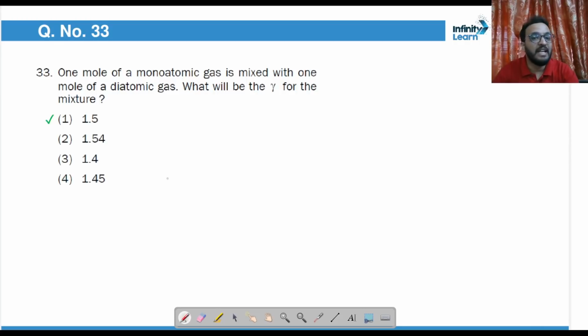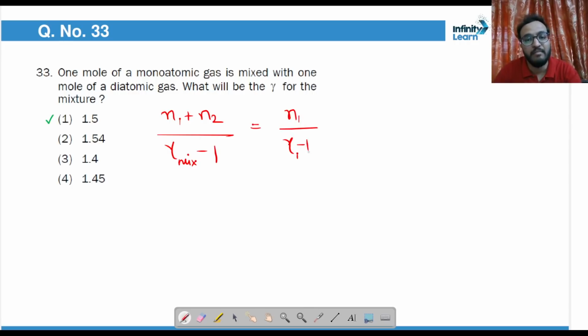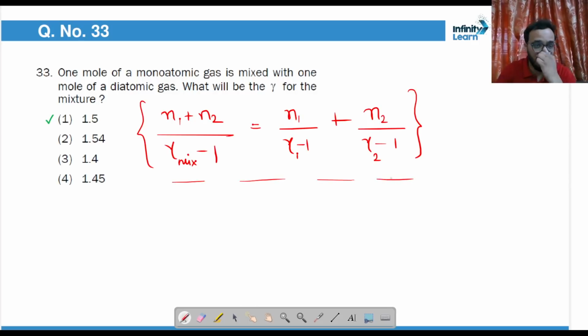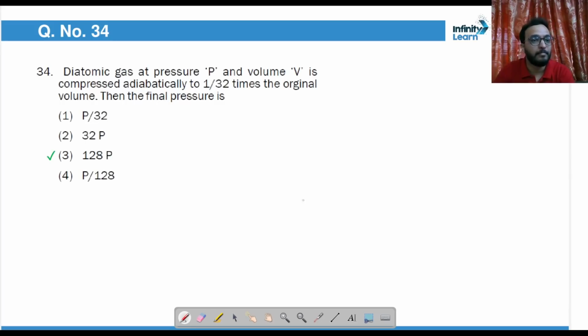1 mole of a monatomic gas is mixed with another 1 mole of diatomic gas. What will be the gamma? See, there's a simple formula: (N1 plus N2) upon (gamma of the mixture minus 1) is equal to N1 upon (gamma 1 minus 1) plus N2 upon (gamma 2 minus 1). Is it clear? Is it clear or not? This is how it will be.